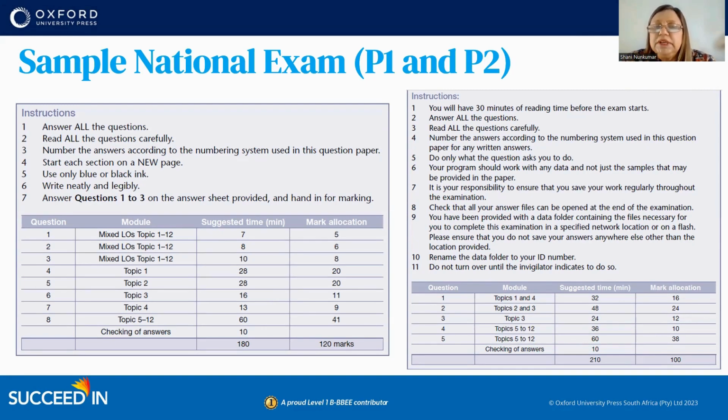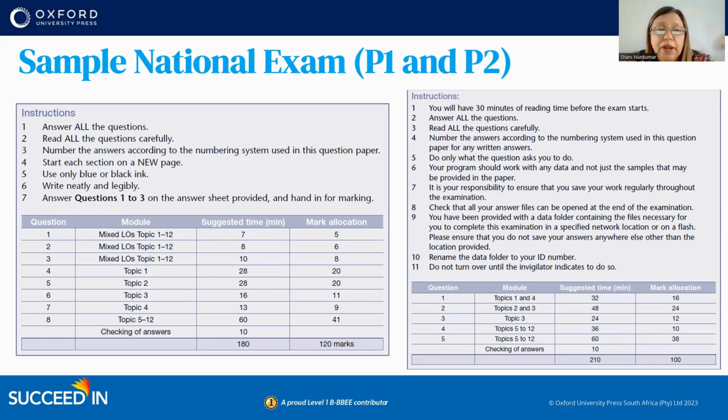Now, the sample national exam paper 1 and paper 2, we are given a breakdown. So if we look at the first paper, which is paper 1, we've got 8 questions. In the first one, we have a mixed question, question 1, mixed question, topic 1 to 12. They've given you a suggested time, which is 7 minutes, and mark allocation of 5. Question 2, mixed questions as well from topics 1 to 12, and we are suggested time 8 minutes, 6 marks. Question 3, mixed LOs, topic 1 to 12, again 10 minutes and 8 marks.